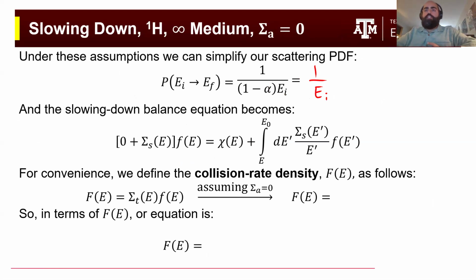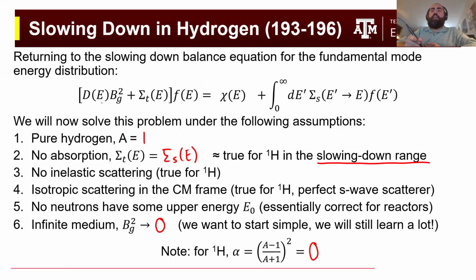And just to see where I simplified in this next equation, we can start crossing stuff out here. If it's an infinite medium, that means Bg squared goes to 0, so we can cancel out this term. Notice that my sigma t is basically going to become sigma s of E because of assumption number 2.